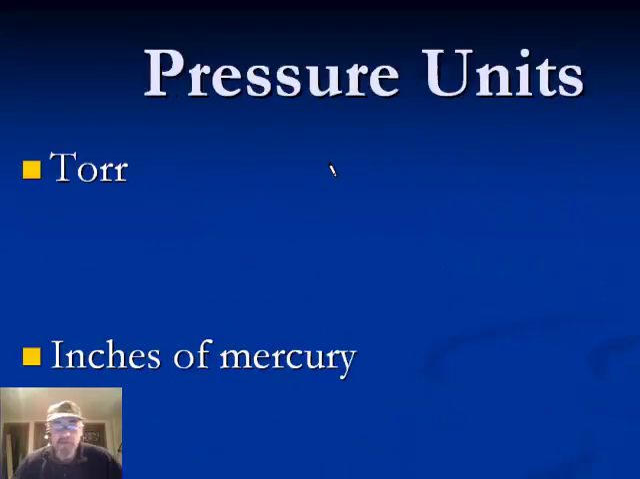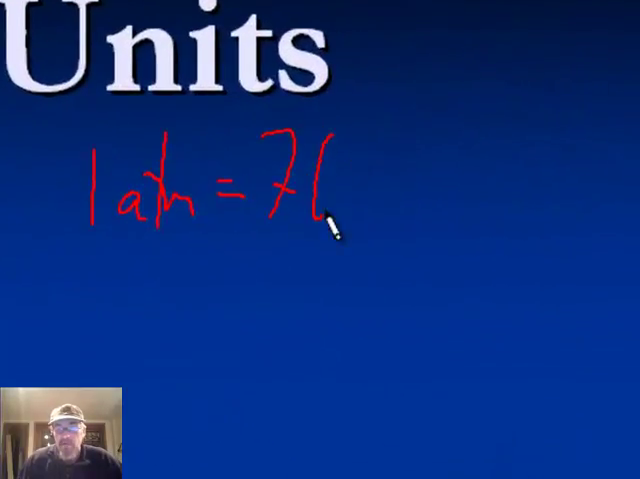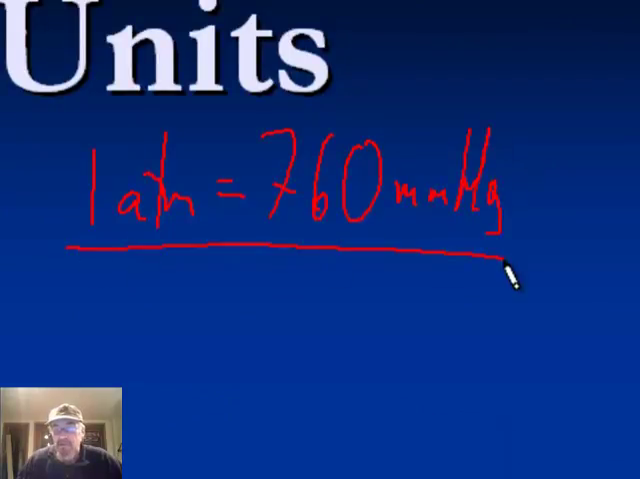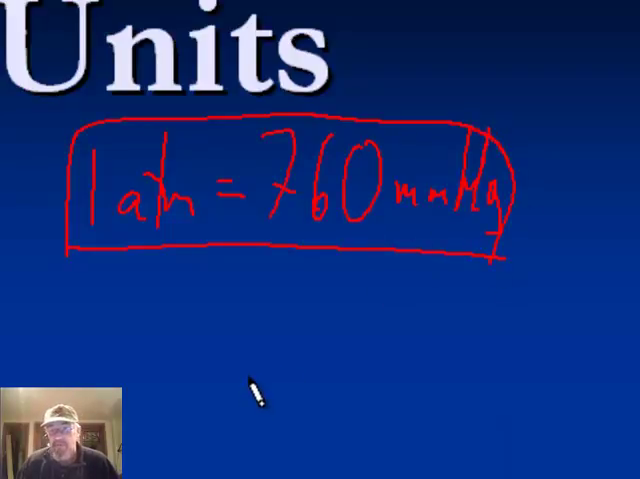Here are some pressure units that arise from the use of the barometer. First of all, there's a unit called an atmosphere. 1 atmosphere is equal to 760 millimeters of mercury, which is the average air pressure at sea level. Since that kind of averages out to that, scientists have defined this, and they call this a unit of pressure. 1 atmosphere is the pressure that exists when 760 millimeters of mercury show on the barometer.